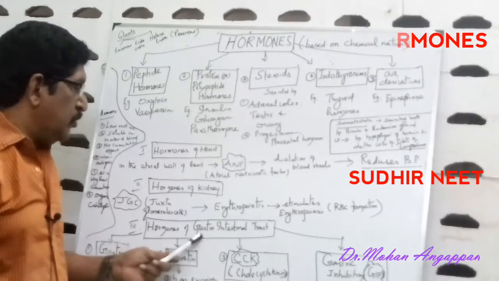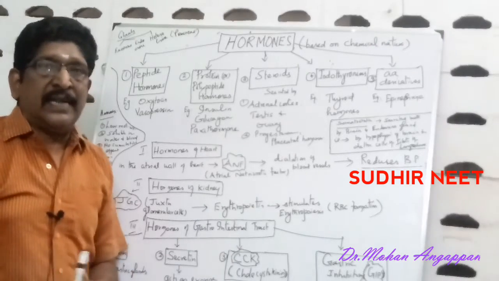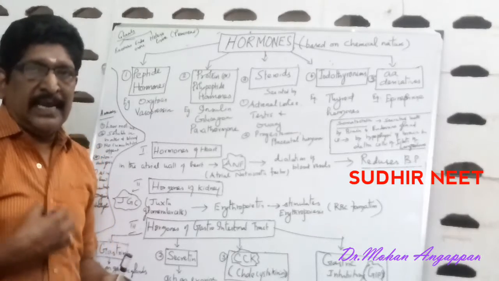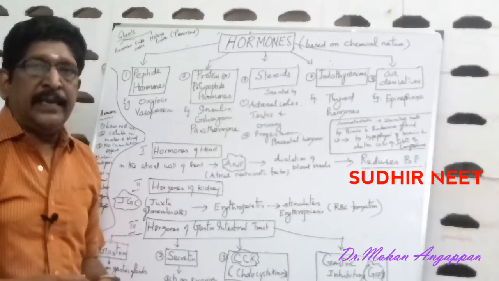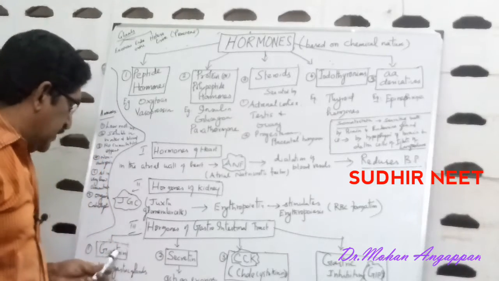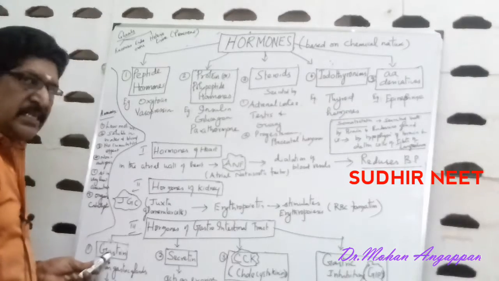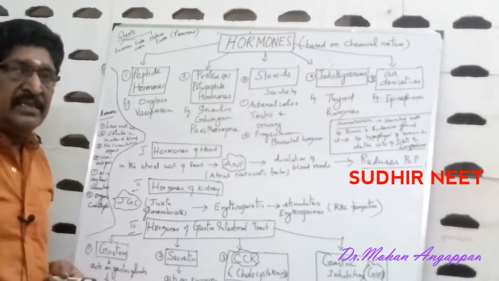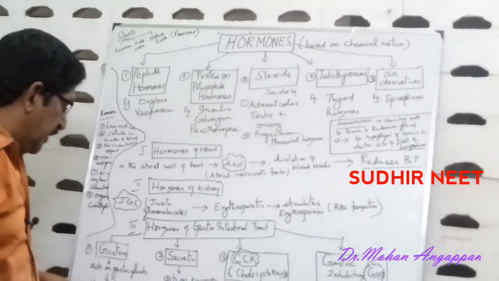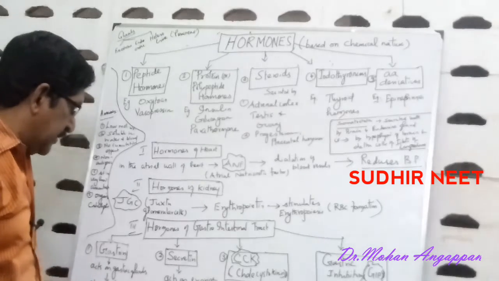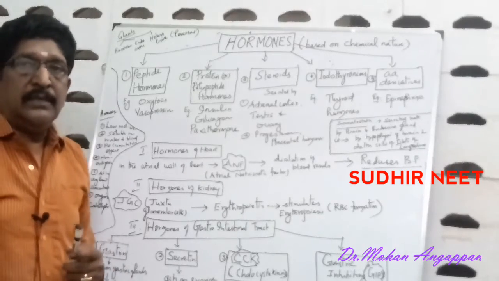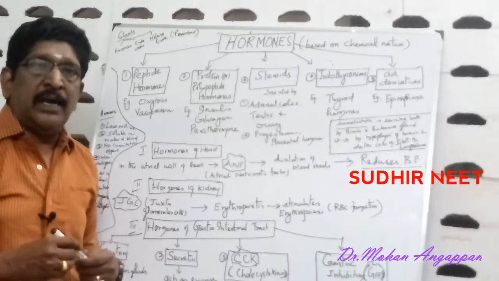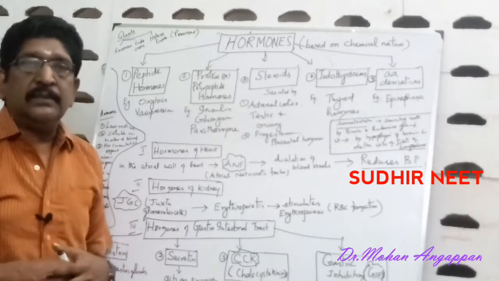Number 3, hormones of gastrointestinal tract. So what are the hormones present in the gastrointestinal tract, stomach and intestine? Number 1, gastrin. The gastrin hormone acts on the gastric glands present in the stomach and stimulates the secretion of hydrochloric acid and pepsinogen. So you know, in digestion, hydrochloric acid is very important because it makes the food acidic.